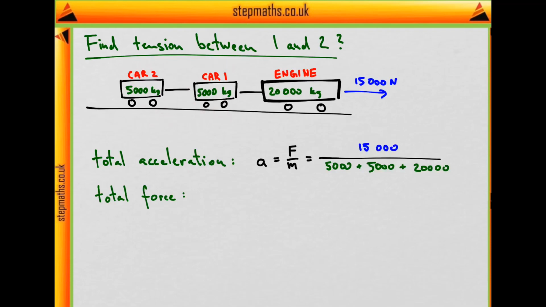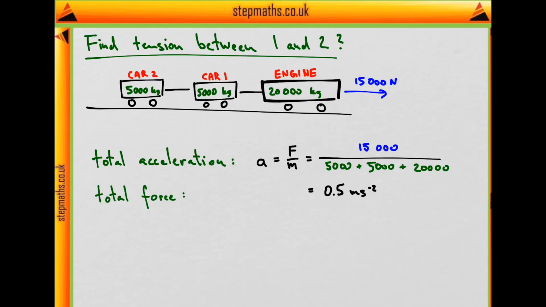To do that, let's first look at the total acceleration of the train. So the force on the train is 15,000 newtons, and we know its total mass, that's 5,000 plus 5,000 plus 10,000, so 20,000 kilos. And from that we see that the acceleration of the train as a whole, but also of the individual carriages and the engine, is 0.5 meters per second squared.